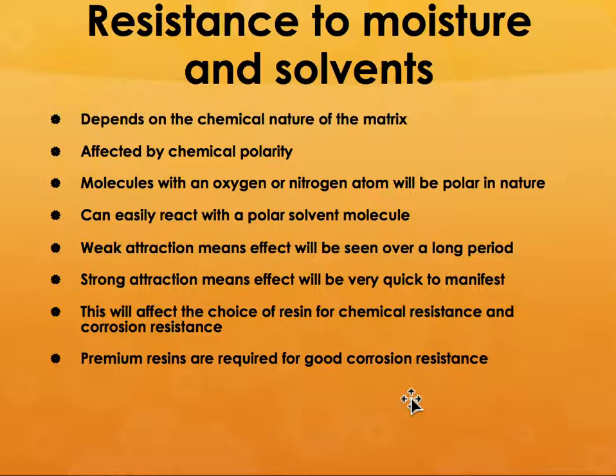So the type of matrix is going to be based on, again, what is the final property that you want. You may need a specific thing such as resistance to moisture and solvents. The resistance to moisture and solvents is based on the chemical nature of the matrix, and it is affected by the chemical polarity of the chains.